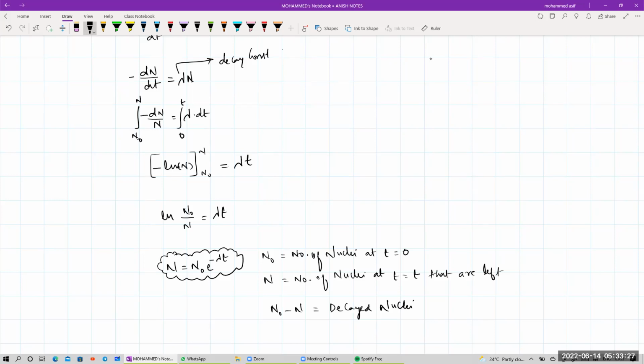Clear, beta? Yes, sir. Now see, if I multiply this by lambda on both sides, multiply by lambda on both sides.